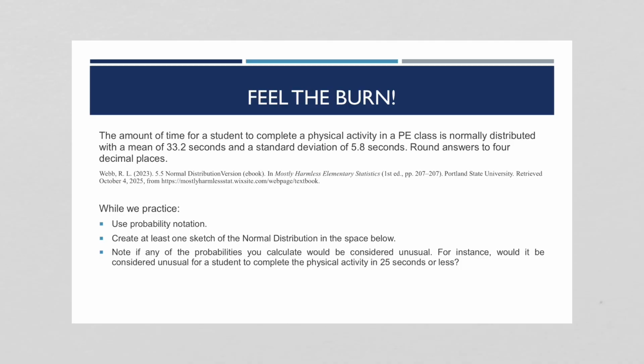Okay, so example time. We're going to go pretty basic for now, but say we have the following situation. The amount of time for a student to complete a physical activity in a PE class is normally distributed. So that's important to note. When you hear normally distributed, you should think of your bell curve. Let me do this in orange so that we can see it a little bit better. There's your bell curve. We know that it has a mean of 33.2 seconds and a standard deviation of 5.8 seconds. We want to round our answers to 4 decimal places.